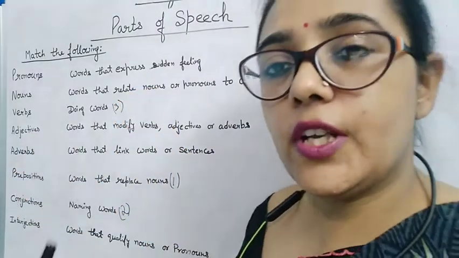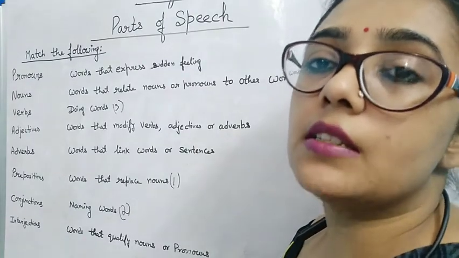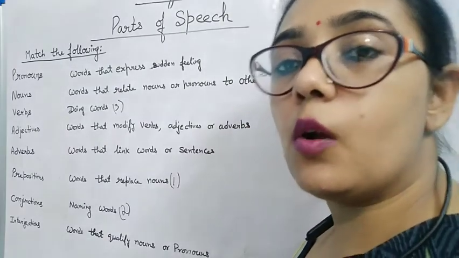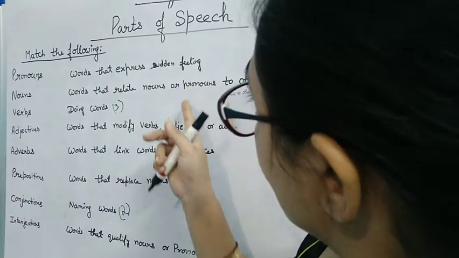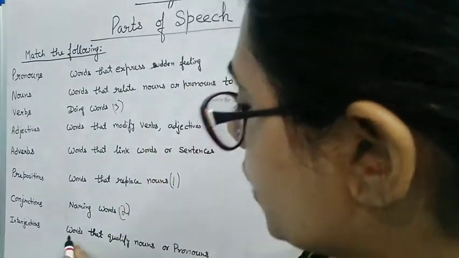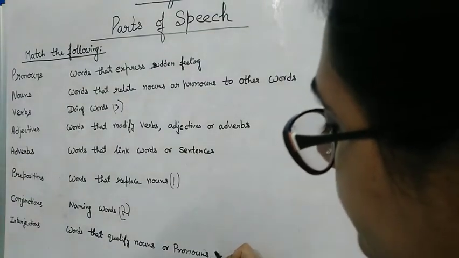Now fourth, adjective. What is adjective? Adjectives are the words which qualify noun or pronoun. The word which describes the quality of noun or pronoun. Let's see. Words that qualify nouns or pronouns, that are called adjectives. Number 4.